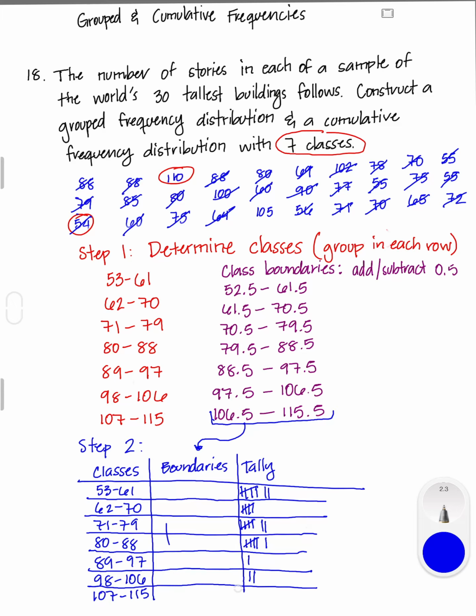And we have 105. And then from 107 to 115, we only have 110. Cool. So that's our tally. Now let's go ahead and see what is the frequency.